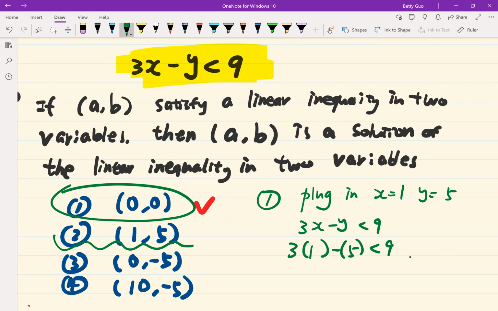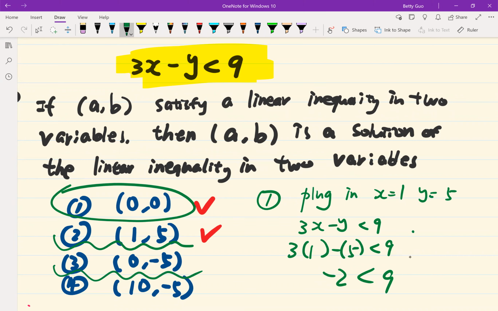Remember, you're going to follow the correct order of operations. You have 3 minus 5, right? That's good. 3 minus 5 is -2, exactly. You have -2 is less than 9. True or false? True. Okay. That means this is also a solution. Right?